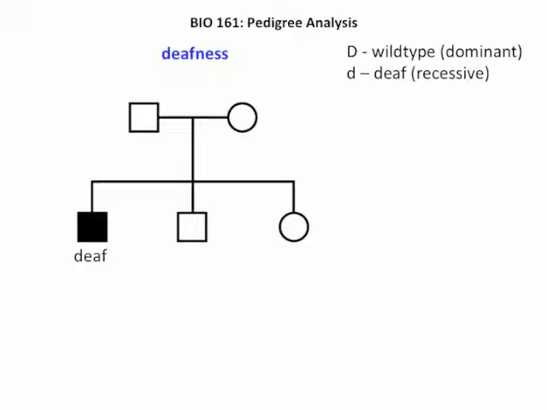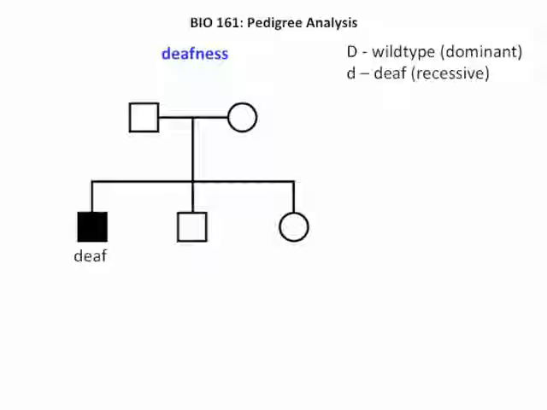And the individual colored in on a pedigree always means that's an individual who is showing the trait, has the particular phenotype that we're following. So in this pedigree, this first son over here is deaf. Neither of his parents are deaf, and neither his brother nor his sister are deaf.